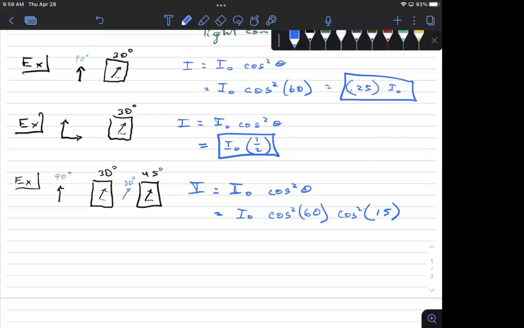And of course, the other important thing to note is that once light makes it past the filter, we don't think about the initial light anymore. We now look at what the light is currently at, which is why the second cosine squared is not 90 minus 45, but instead is 30 minus 45. Because the light made it through the first filter, which means that light has to be at the filter's angle, which is 30. So that's why it's 30 minus 45.